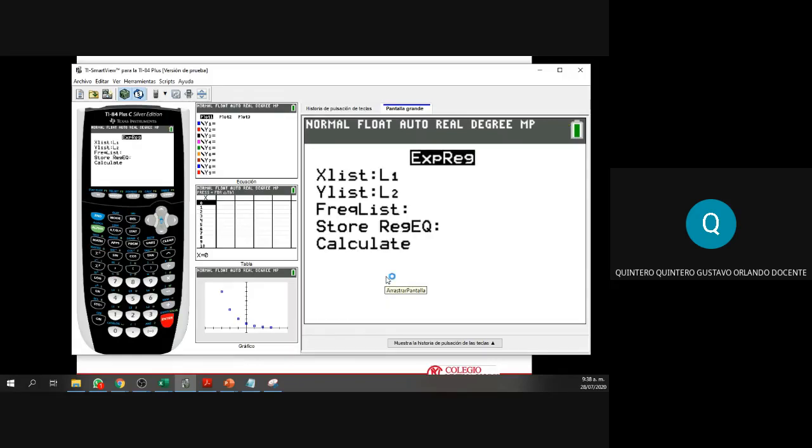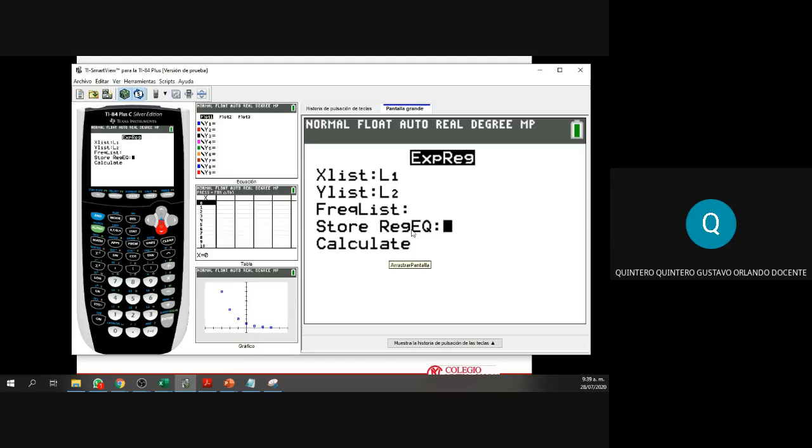Are you guys following me here or not? Beautiful. And look at this. The calculator is just going to ask us a couple of things. Number one, X list, list one. Make sure here you have list one. For the second one, Y list, make sure you have the list two. For frequency list, make sure you have nothing. Make sure you have nothing at all there.